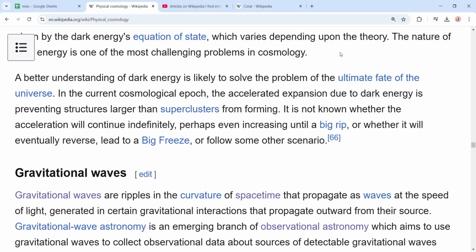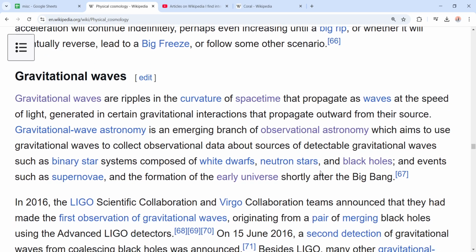In the current cosmological epoch, the accelerated expansion due to dark energy is preventing structures larger than superclusters from forming. It is not known whether the acceleration will continue indefinitely, perhaps even increasing until a big rip, or whether it will eventually reverse, lead to a big freeze, or follow some other scenario.